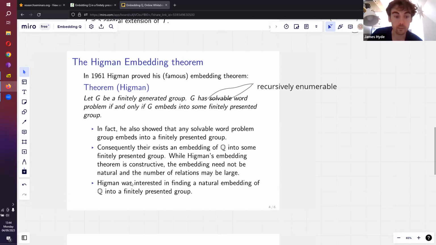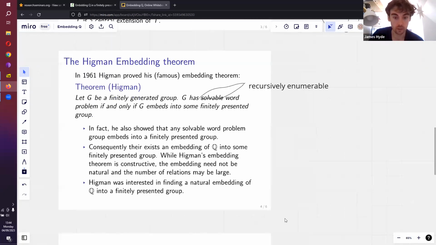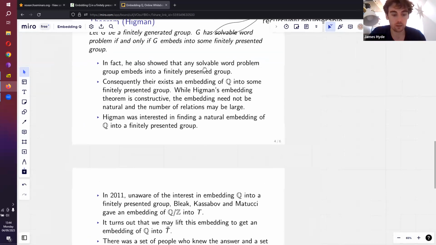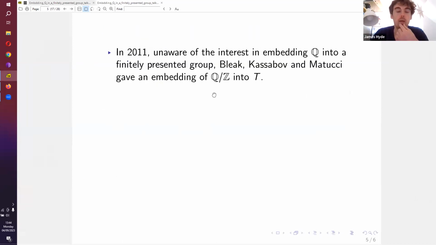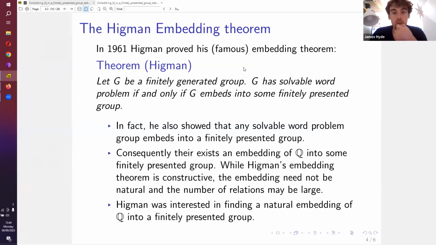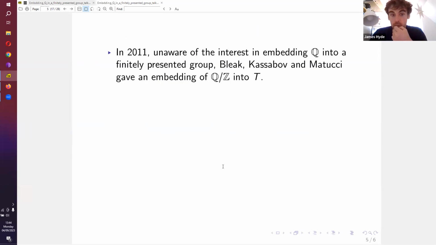Okay, but Higman was interested in this question and it was actually also put in the Copenhagen notebook. Go back to my slides. Okay, so people were interested in this question, including Higman. Then unrelatedly, some other people, Belk, Bob, and Matucci, looked at T and they embedded Q over Z in T, unaware of this embedding of Q question. And they were doing other things as well in this paper.